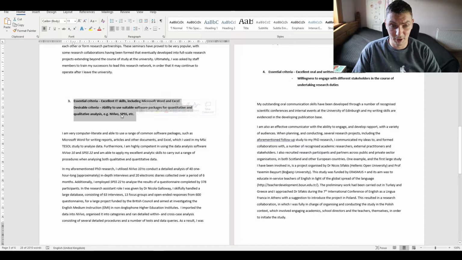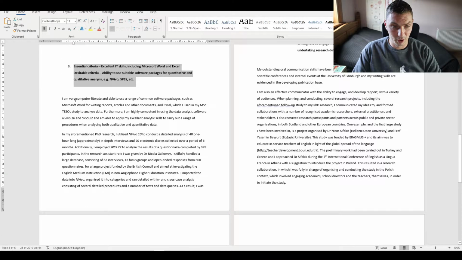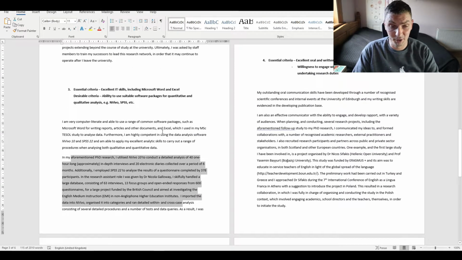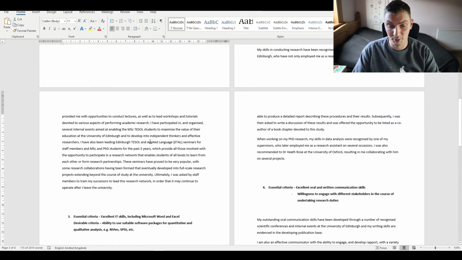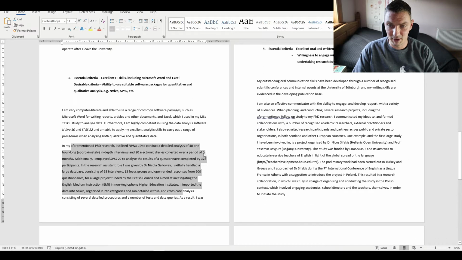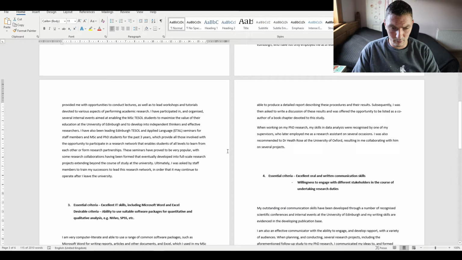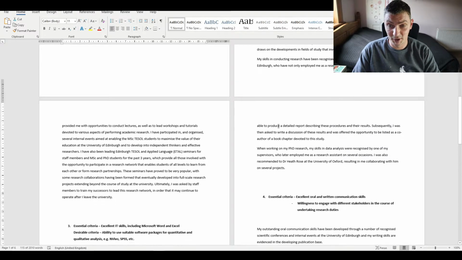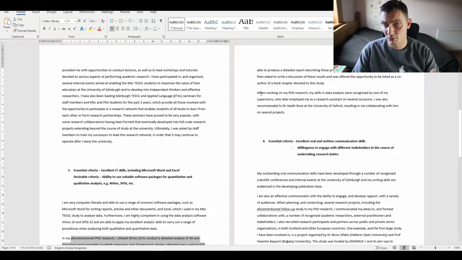So again, I talked about using this software. Again, I talk about my research. This time the focus is slightly more on the software that I used, so it's not so much about the methods that I use as in the previous response. And as you can see, I'm following that STAR model again, because here I say a similar thing to what I said before.